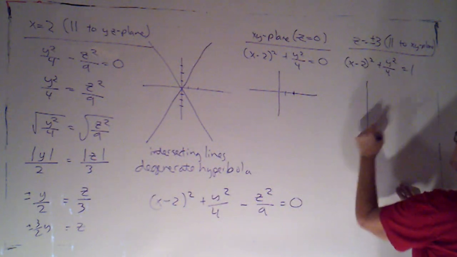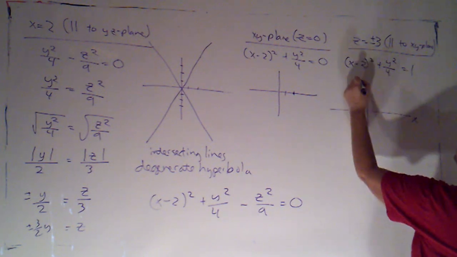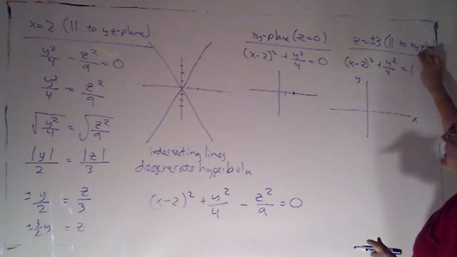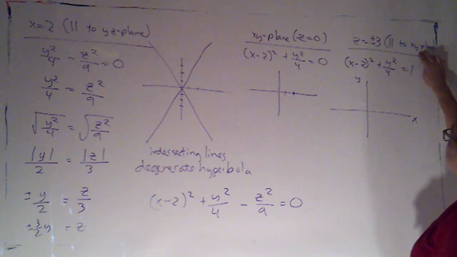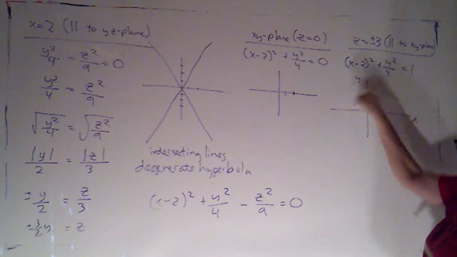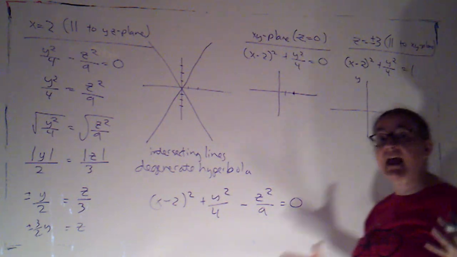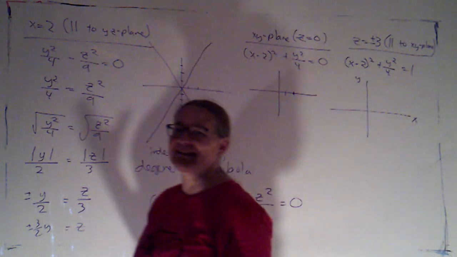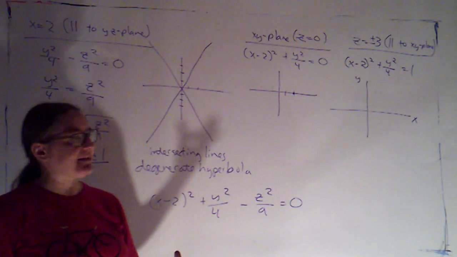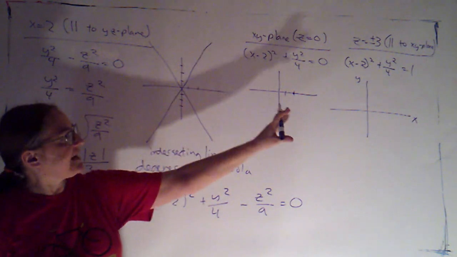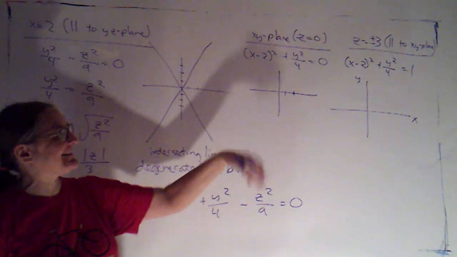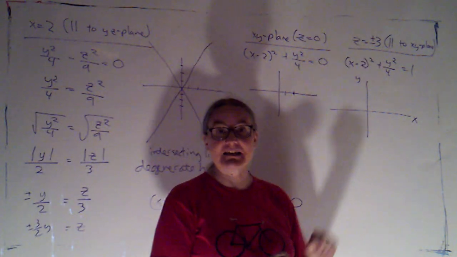Okay, so now this is an ellipse. Now we're in a plane parallel to the xy plane. I can still label these as x and y. They're not actually the x and y axes in 3 space. These would be the lines parallel to the x-axis and the y-axis in this plane.